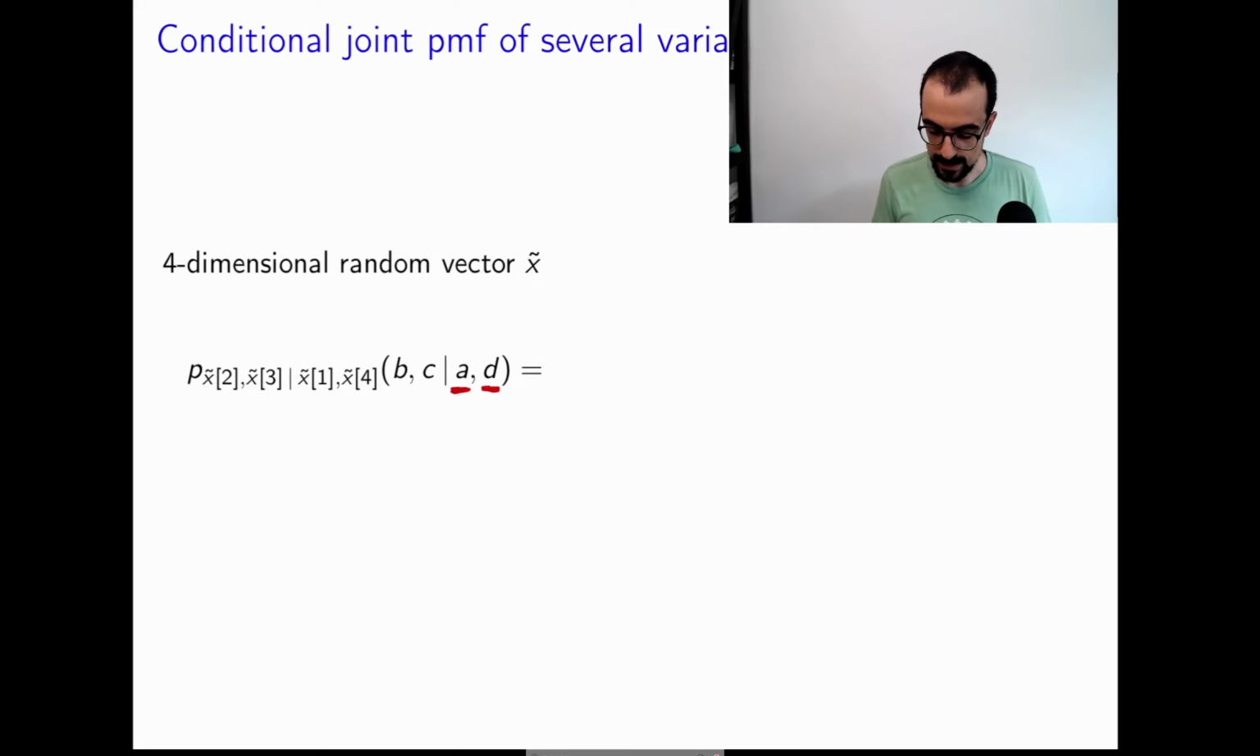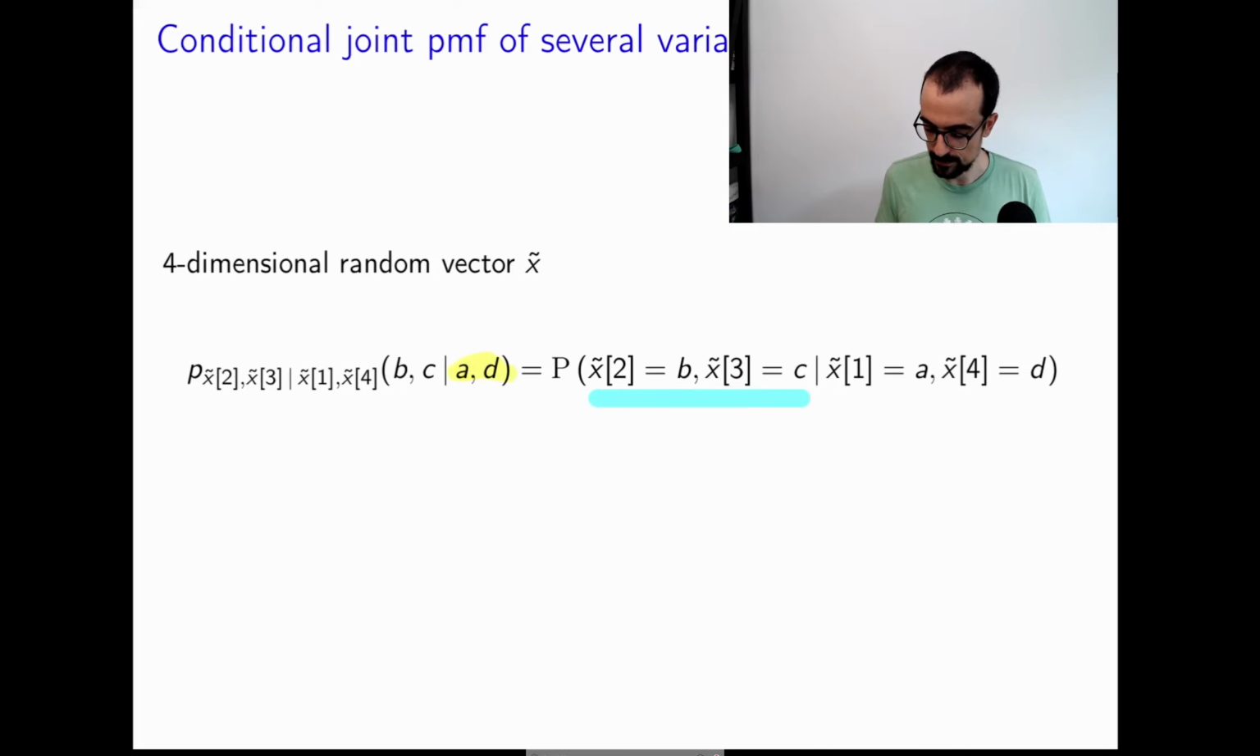Well, we apply conditional probabilities. This is the conditional probability that the second and third entries take those values, given that the first and fourth take those values. Okay, maybe I'll color code this a little bit. And what is that equal to? Well, the joint PMF at those values divided by the probability that we're conditioning on. And again, the point of this is that it normalizes it so that it becomes a valid joint PMF.